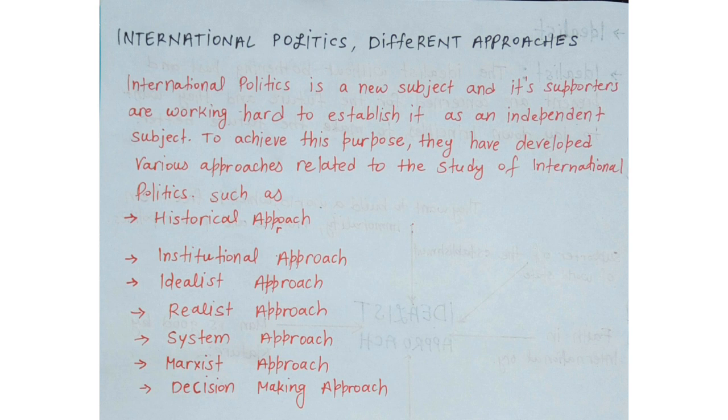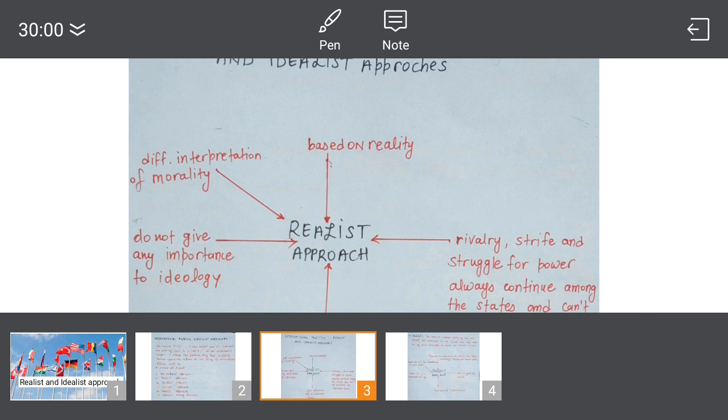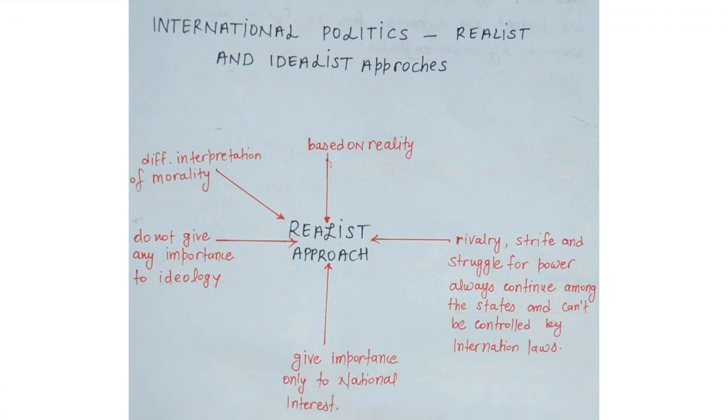Now, without wasting any time, let's start the study and understand the realistic approach. As it is clear from the name itself, the realistic approach must be based on reality. And what is the reality of the world? We all know that in the world today there is a struggle for power. Everyone wants to grow day by day and become more powerful. For example, the USA wants to become more powerful in the world, and China also wants to become more powerful. So there is a struggle for power, and that is reality. Such things based on reality are studied under international politics according to the realistic approach.